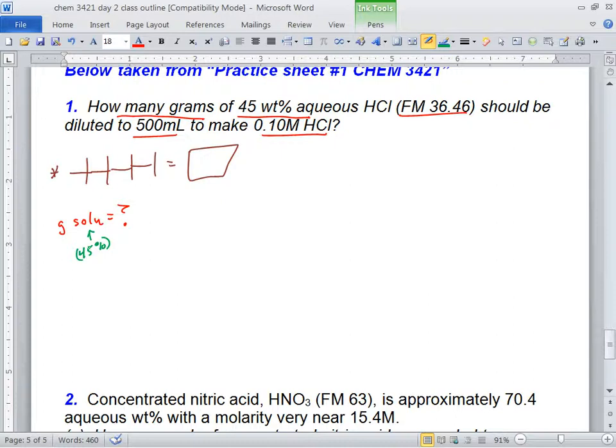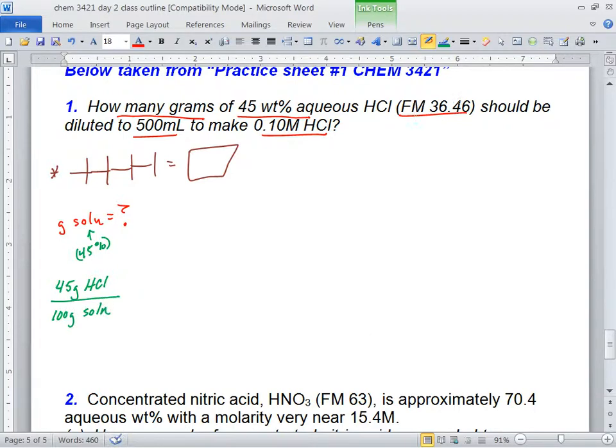Okay. So we have 45 weight percent HCl. So let's write it the way we're supposed to write it. We're supposed to write it as 45 grams of HCl all over what again? Kimberly? 100 grams of solution.